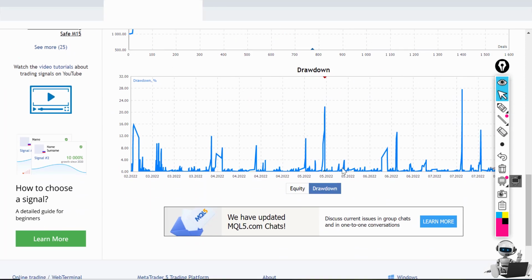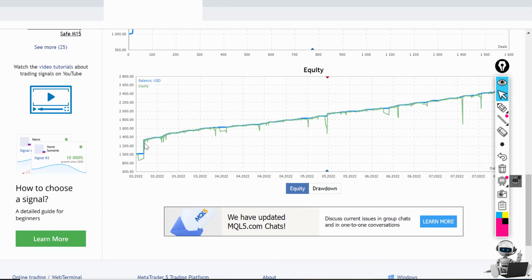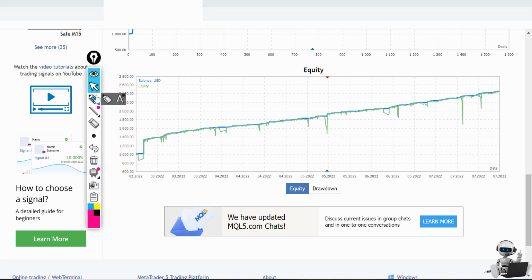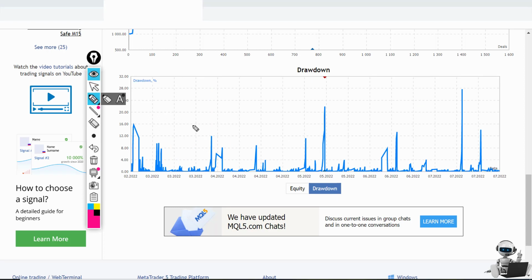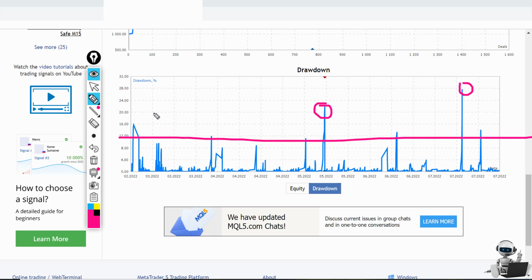We can see the equity grow over time, but there has been some drawdown. I believe this is probably due to price reflection or inversion. You can see the peak has been 27%. On average, the drawdown is 10%, but you might expect that it could go higher.